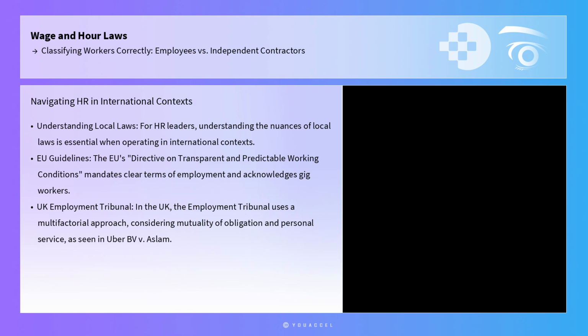For HR leaders operating in international contexts, understanding the nuances of local laws is essential. For instance, the European Union provides guidelines through the Directive on Transparent and Predictable Working Conditions, which mandates clear terms of employment and acknowledges the unique position of gig economy workers. In the United Kingdom, the Employment Tribunal applies a multifactorial approach, considering mutuality of obligation and personal service in cases like Uber BV v. Aslam, where Uber drivers were classified as workers, entitled to minimum wage and paid leave.